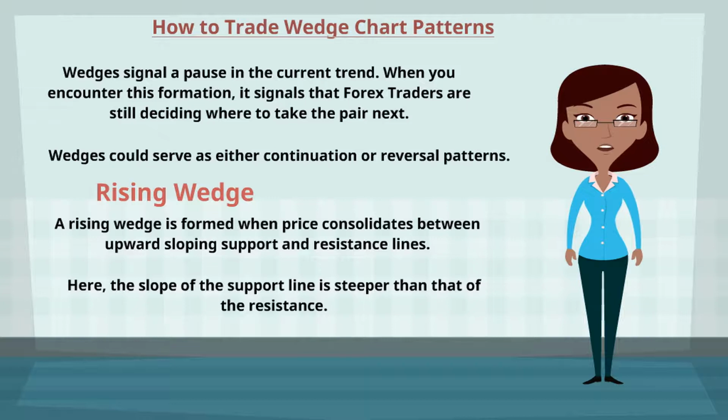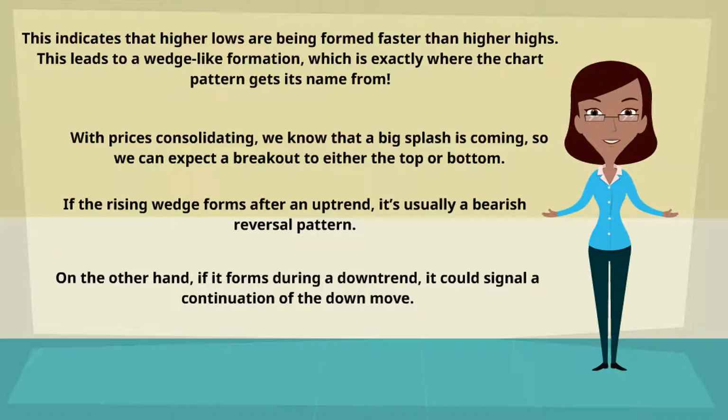Rising wedge. A rising wedge is formed when price consolidates between upward sloping support and resistance lines. Here, the slope of the support line is steeper than that of the resistance. This indicates that higher lows are being formed faster than higher highs. This leads to a wedge-like formation, which is exactly where the chart pattern gets its name from.